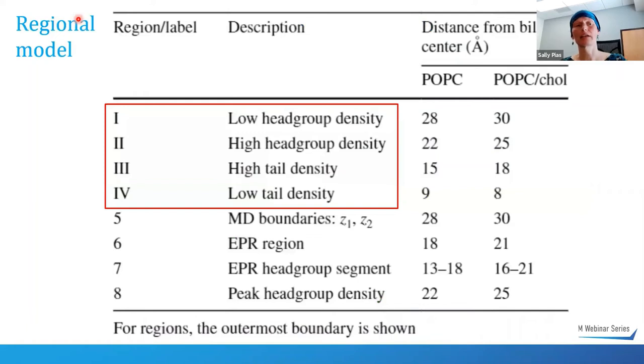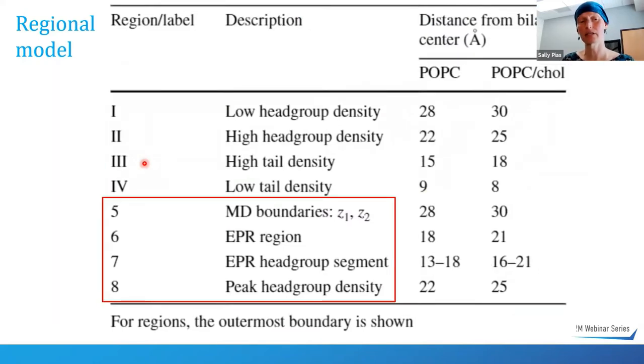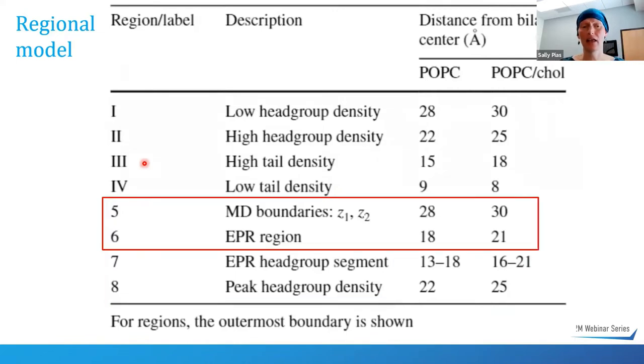So in particular, this just shows you that we used the prior regional models that are labeled 1 through 4 in Roman numerals, and then we have added additional boundaries using these Arabic numerals. And finally, the one that I wanted to highlight, because it will come up repeatedly, is that the molecular dynamics boundaries, in terms of where the edges of the membrane are, are consistent with experiments, including those that were used for interpreting the EPR study I'm going to show you for comparison.